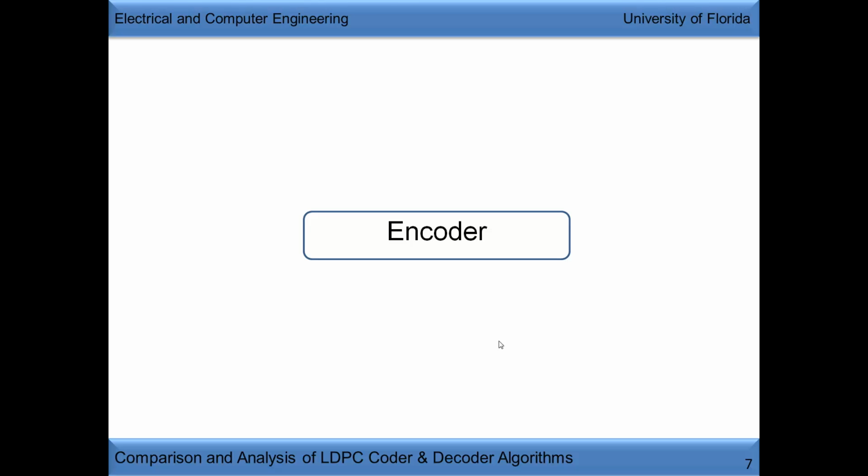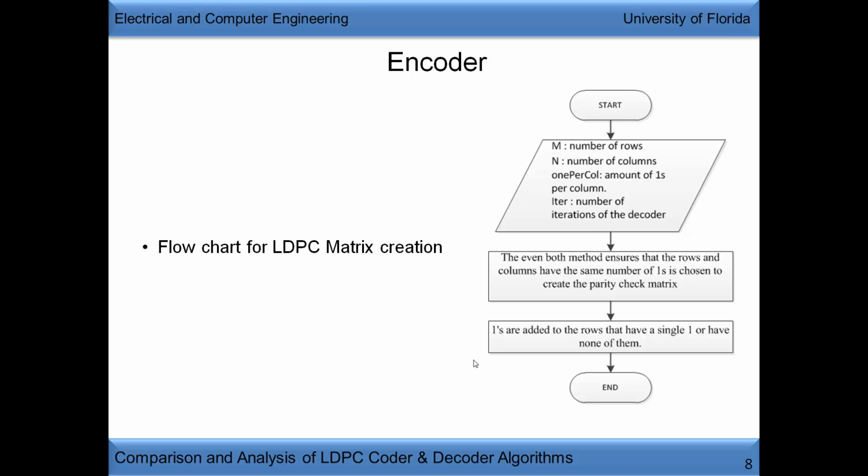Moving ahead with the methodology, let's first look at the implementation of the encoder. The encoder implementation is divided into two stages. The first stage involves the LDPC matrix creation. The inputs to this portion of the code involves the number of rows, the number of columns, the number of ones per column, and the number of iterations of the decoder.